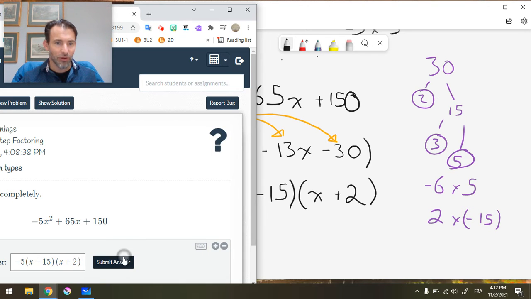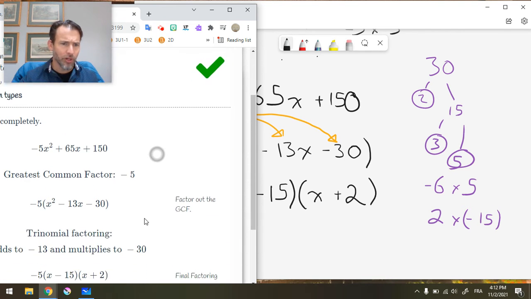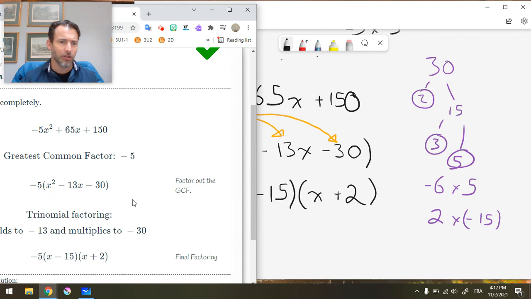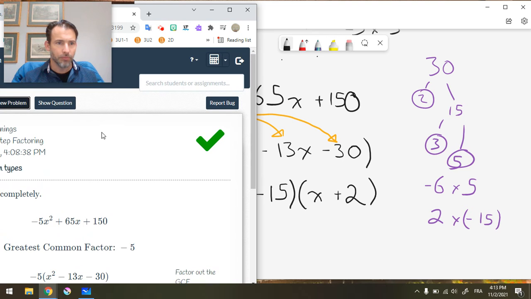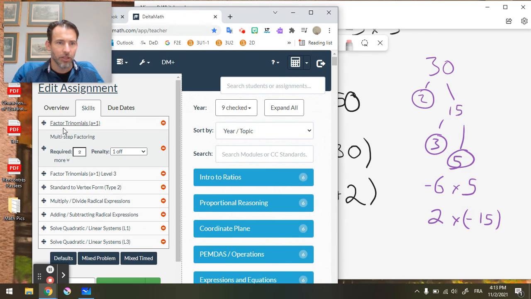Okay, so let's just confirm that I am right. Yes. Hooray! And then you always want to look at their way of doing it. So they did the same thing as I did: greatest common factor, and the trinomial factor that adds to negative 13 and multiplies to negative 30. They found them. Done. Okay, cool.